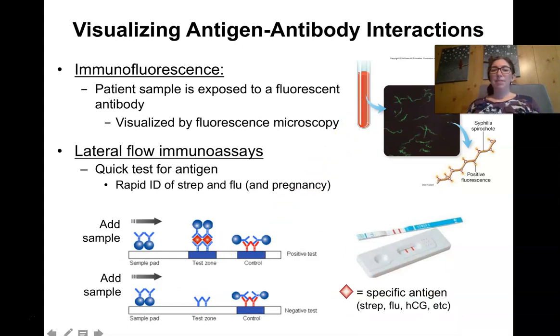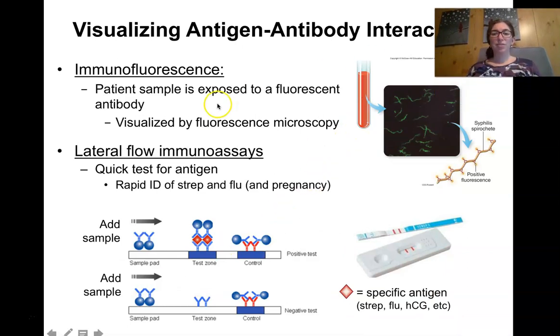I'm going to skip over immunofluorescence. That one's just visualizing using fluorescence. The lateral flow immunoassays are these really quick use kits. Most people are familiar with them as pregnancy tests, but we also use them as rapid strep tests and rapid flu tests and rapid HIV testing.